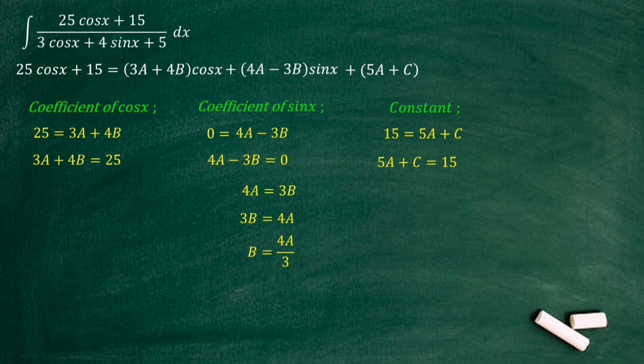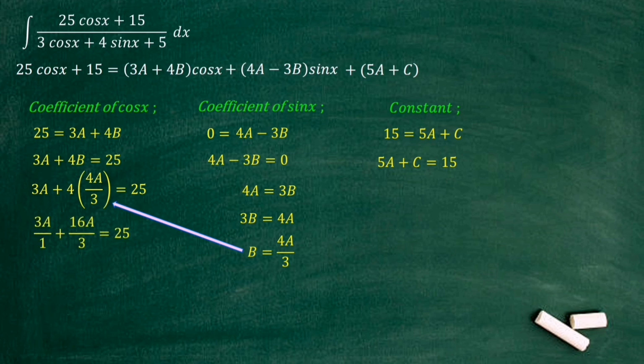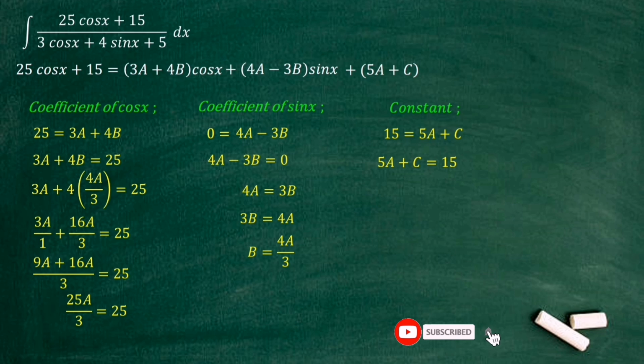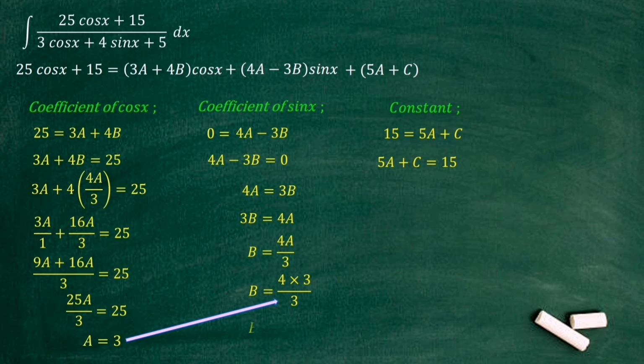We can substitute instead of b the value 4a over 3. After that, we have 3a over 1 plus 16a over 3. Now we can get a common denominator as 3. Then in the numerator, 9a plus 16a over 3. 9a plus 16a equals 25a. We can cancel out 25 and cross multiply the denominator 3. Then a equals 3. Let's substitute this a equals 3 value for capital B. Then we have capital B value as 4.